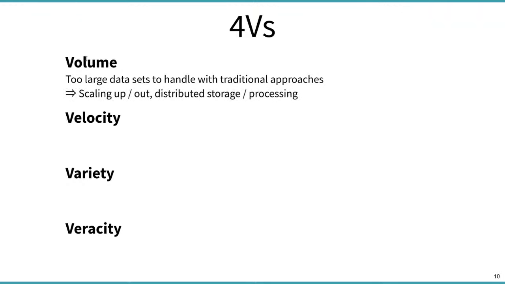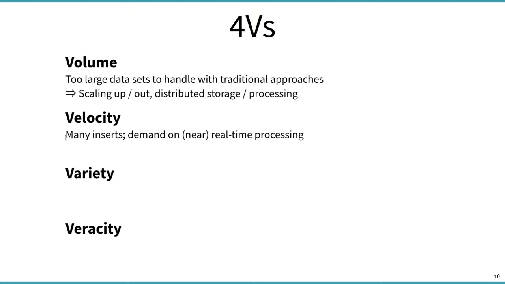A solution for coping with the volume is scaling up. This means you buy a faster CPU, or you increase the amount of memory in your system, or scaling out. We come to this on the next slide. So buying more machines and working with multiple machines in parallel, multiple computers. Then you have to store your data on a distributed file system in a distributed way, and then you can process it using distributed processing approaches.